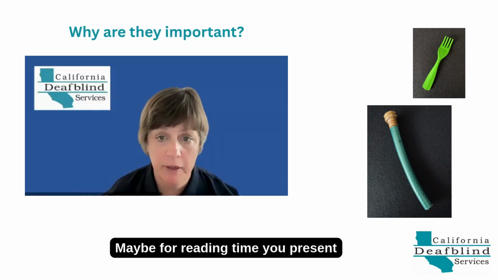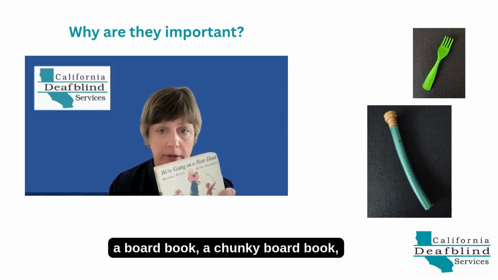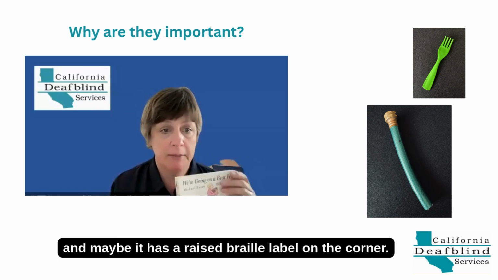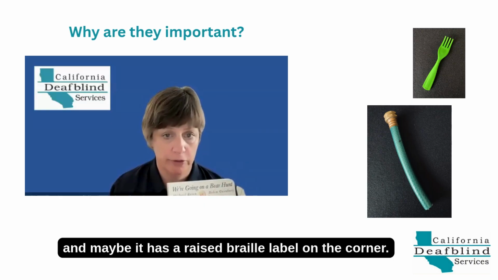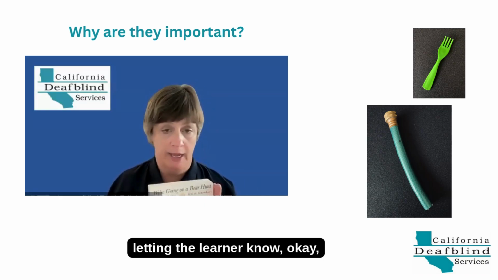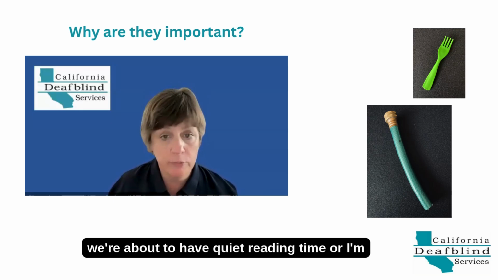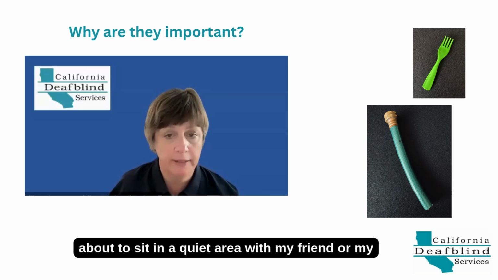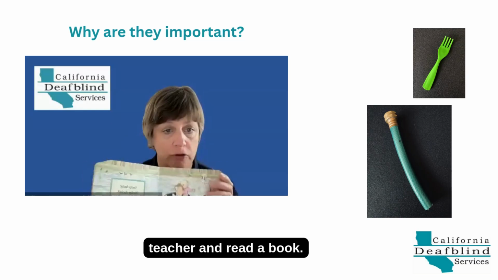Maybe for reading time, you present a chunky board book, and maybe it has a raised braille label on the corner. All these things are acting as cues, letting the learner know, okay, we're about to have quiet reading time, or I'm about to sit in a quiet area with my friend or my teacher and read a book.